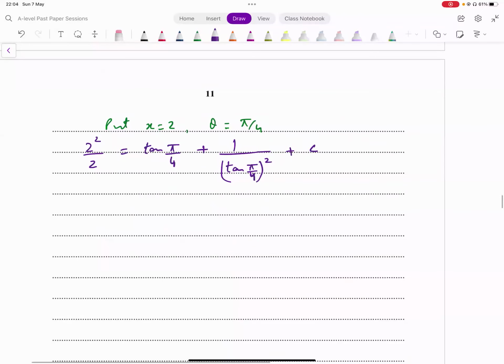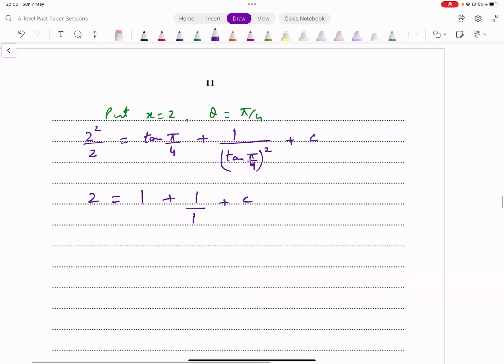2 square over 2 on the left side, that's going to give us 2. Tan of pi over 4, pi over 4 is 45 degrees, right? Tan pi over 4 आपके पास 1 आ जाएगा. कैलकुलेटर में डाल के देख लें, 1 आ जाएगा. You have 1 plus 1 over 1 plus c. Okay, and that gives you c equals 0. Interestingly, so the value of c turns out to be 0. All right, c की वैल्यू 0 आ गई.